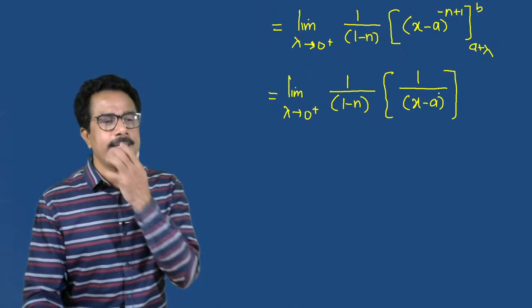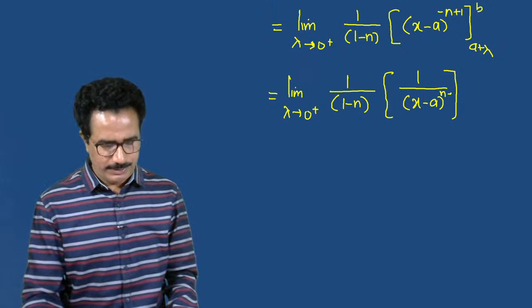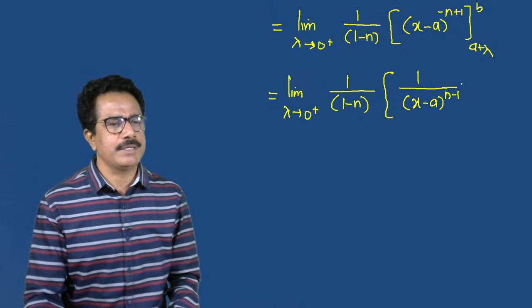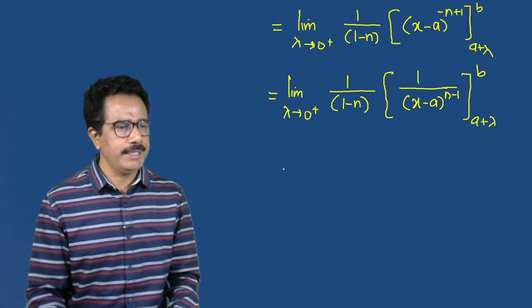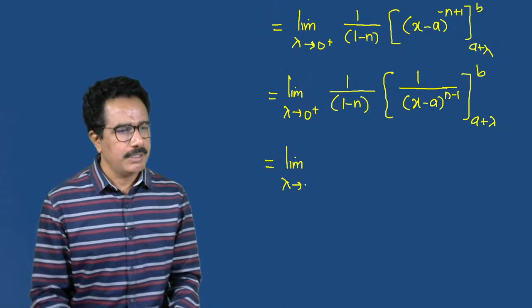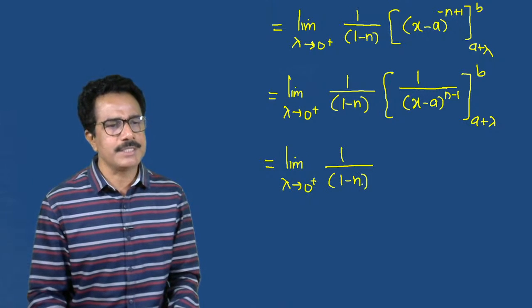raised to, now we took the minus common out; minus minus plus gives n minus 1. Okay, 1 minute. So n minus 1 over the limit a plus lambda to b. So we can write limit lambda tends to 0 positive, 1 upon 1 minus n.